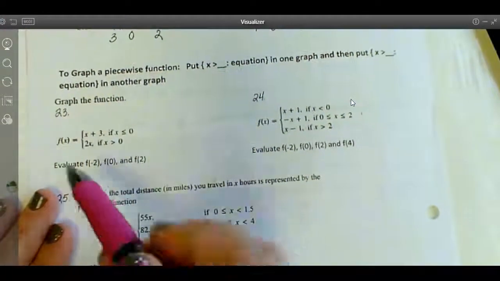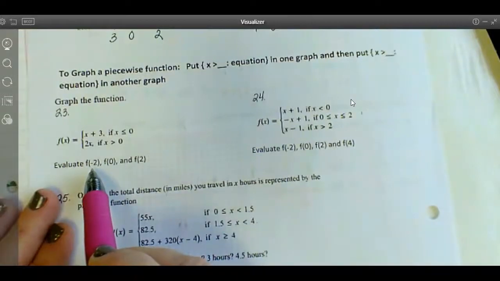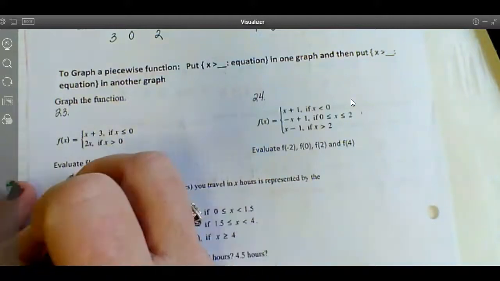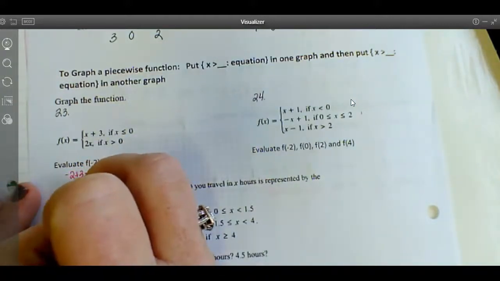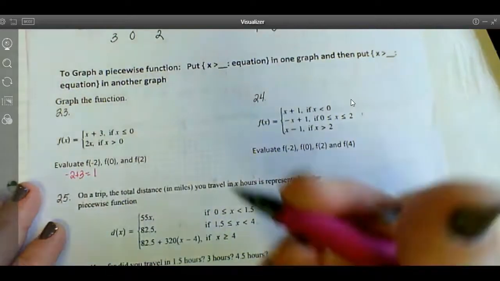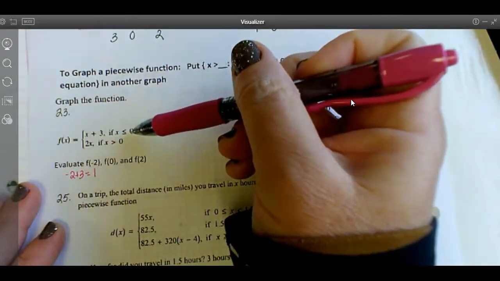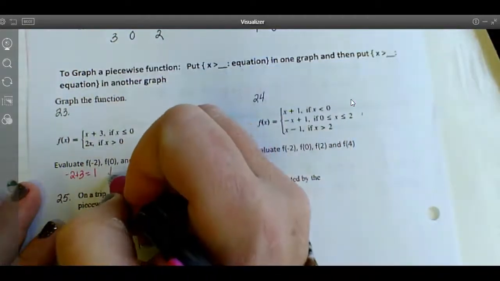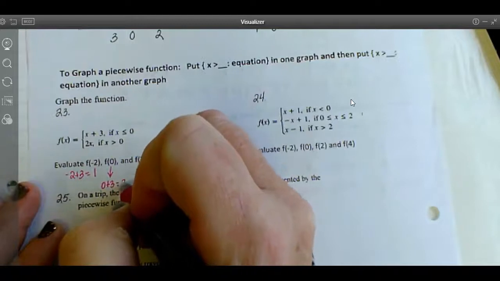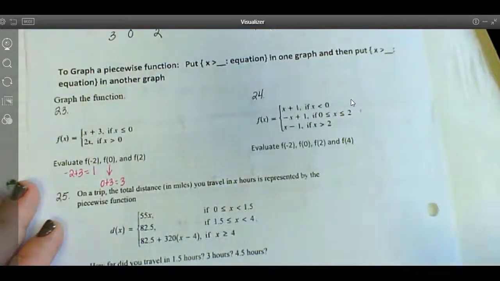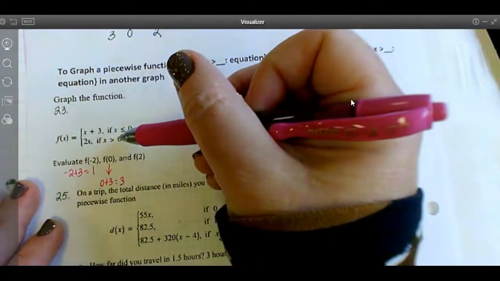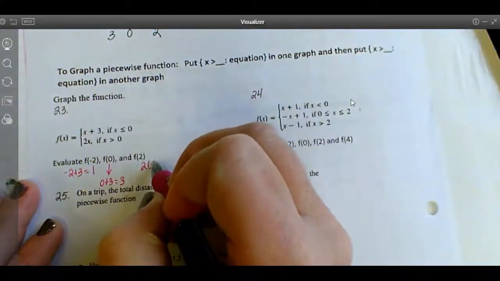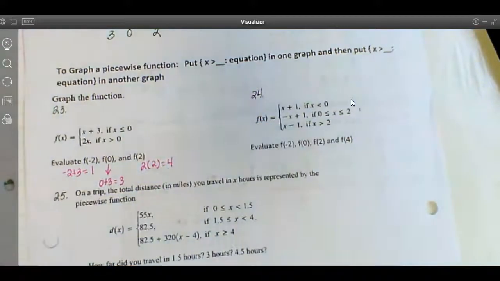to evaluate it. So we take this -2. I know that it's going to be on the less one. And so I'll have -2 plus 3, and that would be 1. For f of 0, it's the equals one. So 0 would fall right here. So again, that would be 0 plus 3, which is 3. And then for f of 2, I know it's greater than 0. So I'm going to put a 2 right there, and I would have 2 times 2, which is 4.